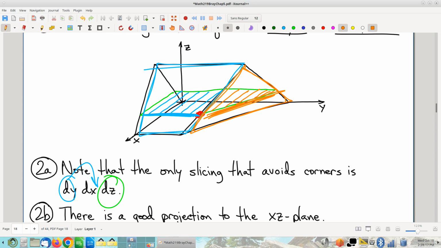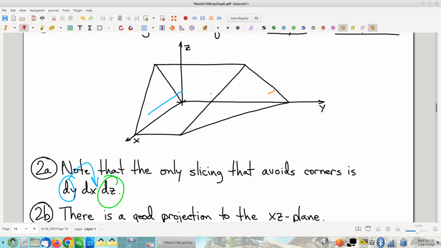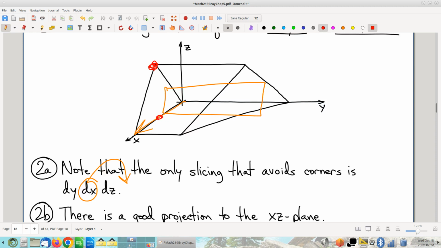Yeah. Why can't we do dy, dz, dx? Oh yeah, that one fails immediately because if you want to put dx on the outside, your x slices look like this. Terrible. But the point is, you will hit this corner as those slices move along. In particular, once you get to this value of x, you're going to hit that corner. Does that make sense?